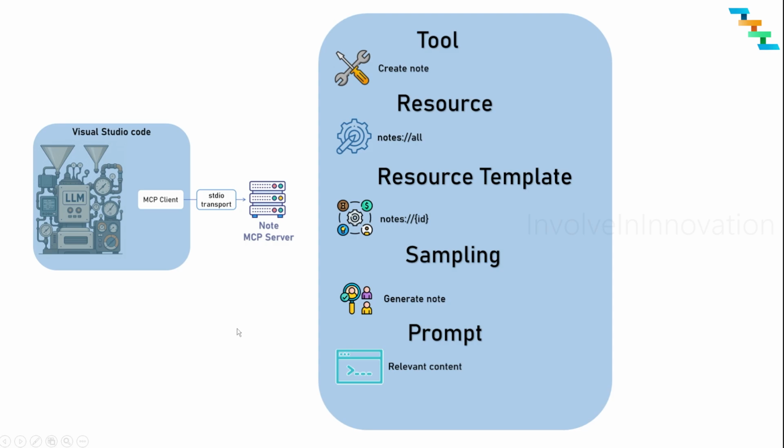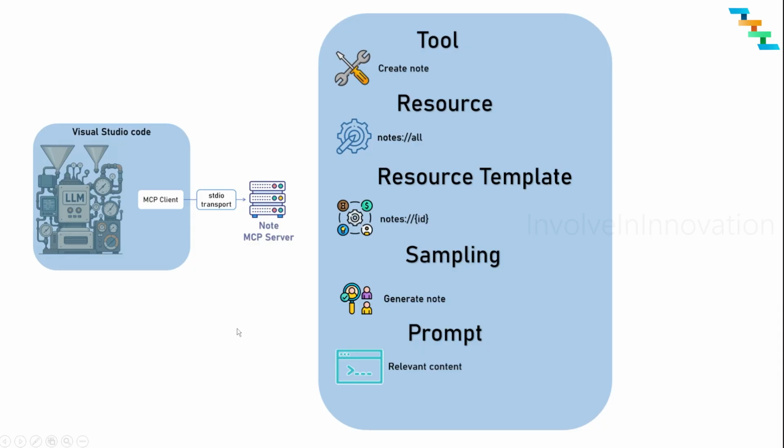Let's take resource. Structured data that provides context. For example, if you are creating a Notes application or a Notes MCP server, then a notes-all resource will return all the notes. So this provides context to your LLM. Your LLM will work on this data, it can fine-tune it, it can get more context around it, and it can even summarize it. So your LLM can really get the context from the resource.